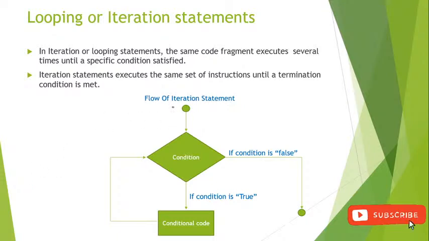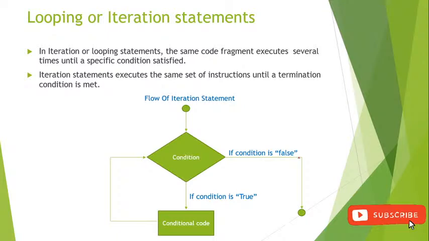If you see the flow chart, our program will start from here. It will check the condition. If our condition is true, it will come here and execute the conditional code. It will come again and check the condition, and if the condition is true, it will do the same thing again. After that, if your condition is false, it will come out of the loop.